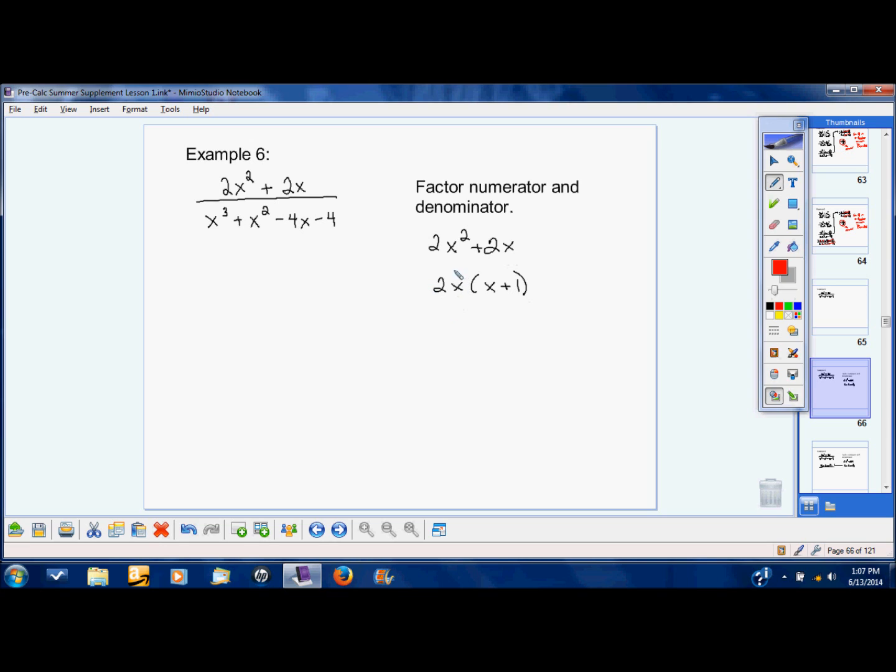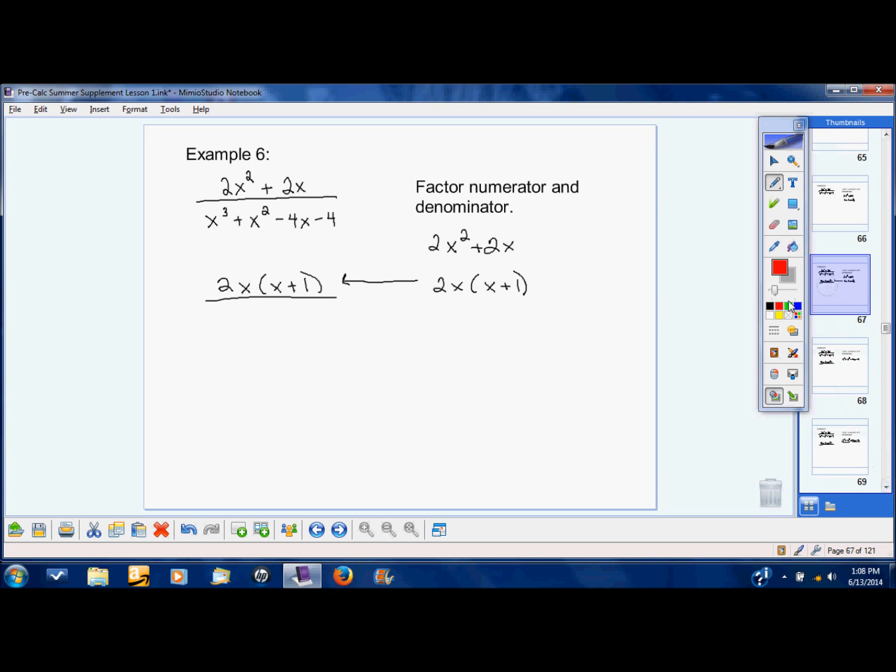So you're always looking for what is in common between both the terms and factoring that out first before you even start any of the other methods. So you then want to rewrite the numerator in terms of its factors instead of in terms of the original polynomial. So the next thing we need to do is take a look at this denominator and begin to factor that.